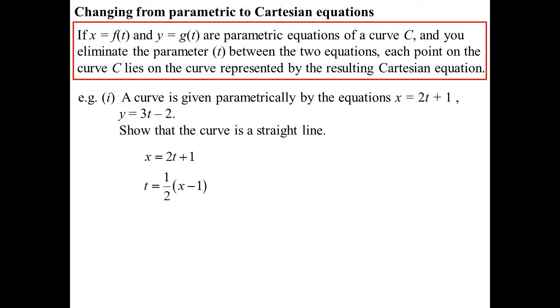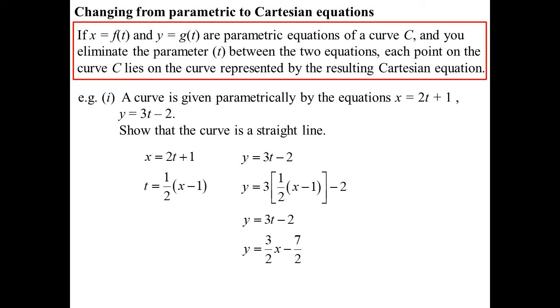So I'll make t the subject of one of them. It doesn't really matter which one. I've chosen the x equation. So t is a half x minus 1, substituted into the y equation, tidy it up, there's the equation of a line, the Cartesian equation. y equals 3 on 2 x minus 7 on 2. So basically, eliminate the parameter.